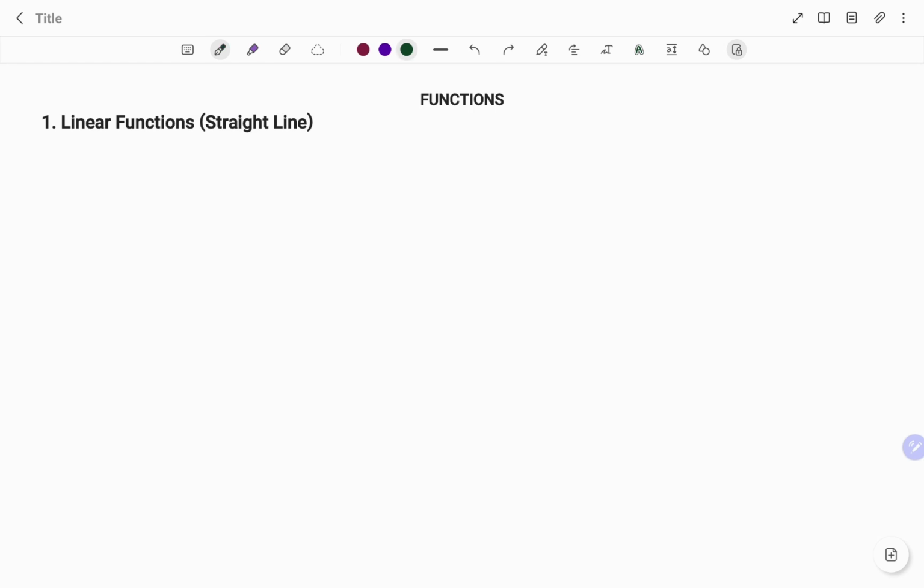I'm going to start with the linear functions or your straight line. The standard equation for grade 10 of a linear function or a straight line is your y equals ax plus q. It can also be referred to as y equals mx plus c in some textbooks. It means exactly the same thing.